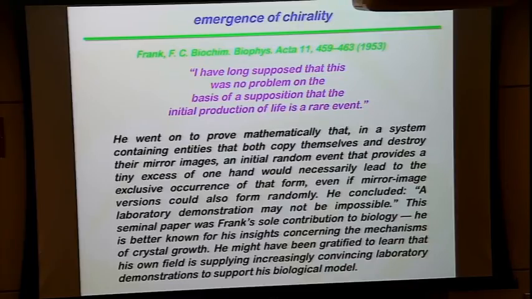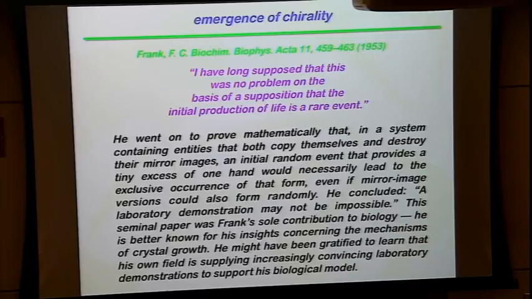Did life? Oh, well, no, I mean this is just an argument that life started out achiral, but by this kind of statistical fluctuation, one hand just took over. So Charles Frank wrote one bio-related paper and it was about this problem. And he showed that in a system of entities that both copy themselves and destroy their mirror image, an initial random event that provides a tiny excess of one hand would necessarily lead to the exclusive occurrence of that form, even if mirror image versions could also form randomly.